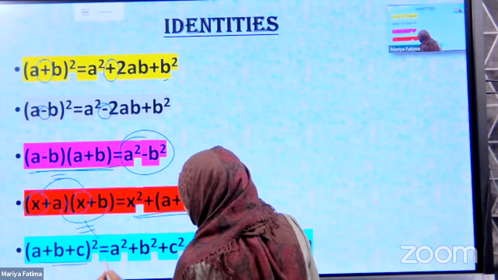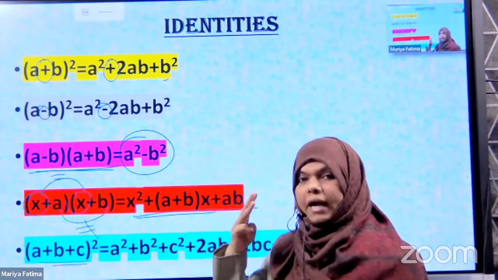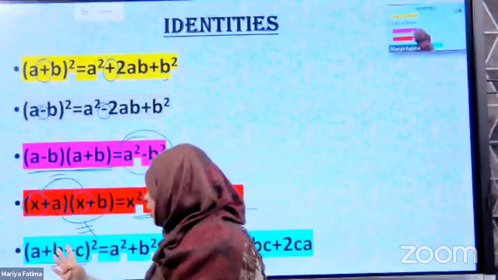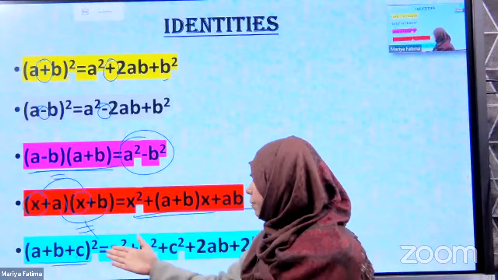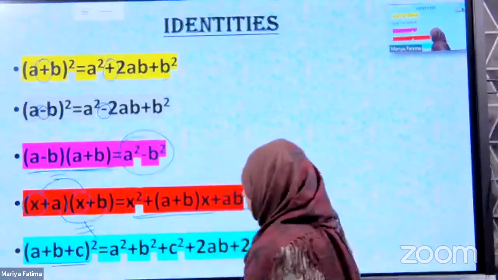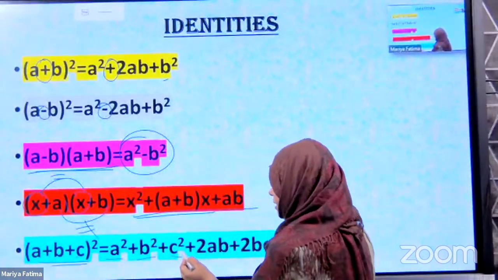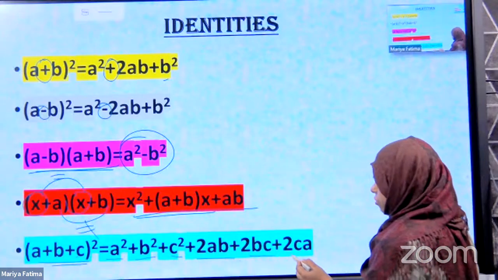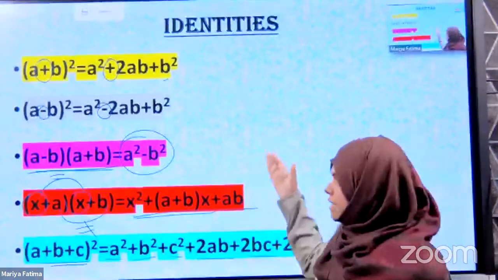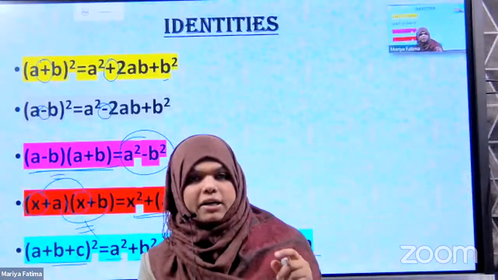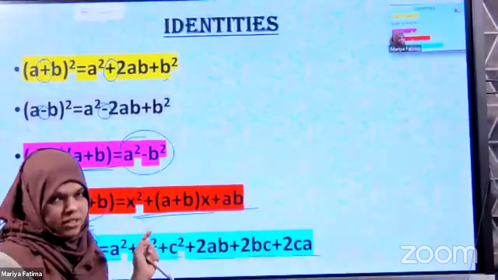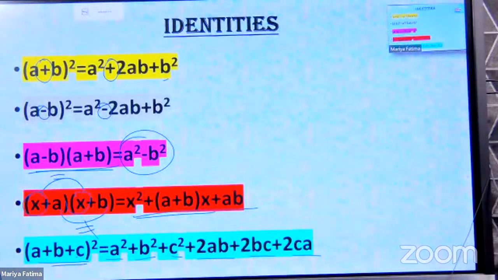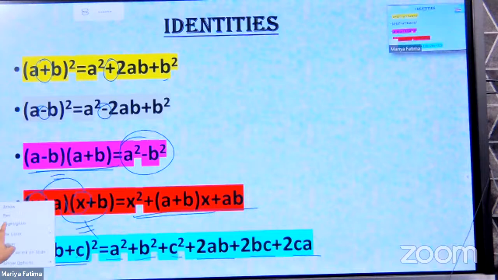In the last, if you want to add 3 terms, you can use this identity. A plus b plus c whole square will be equal to a square plus b square plus c square plus 2ab plus 2bc plus 2ca. So these are very, very important identities to find out the solutions of algebraic expressions. So you have to remember these identities. It is very easy. Questions will come in the exam.